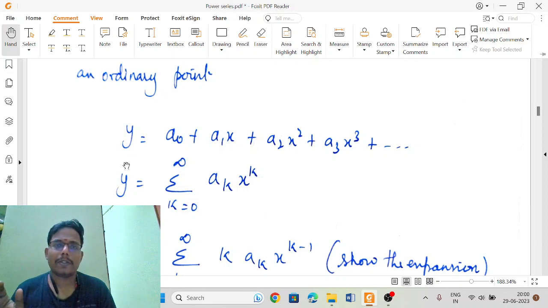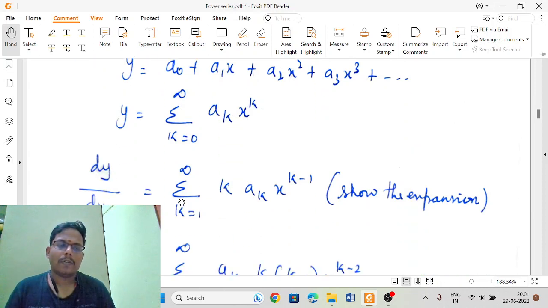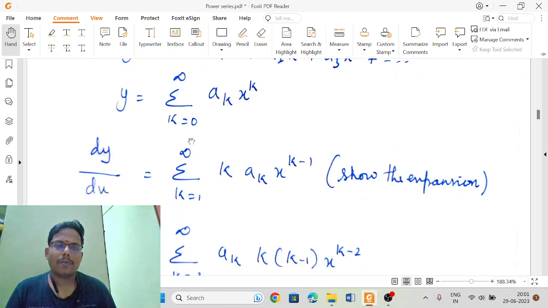y is equal to a naught plus a1 x plus a2 x square plus a3 x cube and so on. While solving a differential equation, we are able to find the values of a naught, a1, a2, etc. This can be written simply with the help of a summation, k equal to 0 to infinity, a k x power k. Again, k is a dummy index. Once you replace k with any other letter, you have to replace it everywhere else too. Now I differentiate this. What happens here?